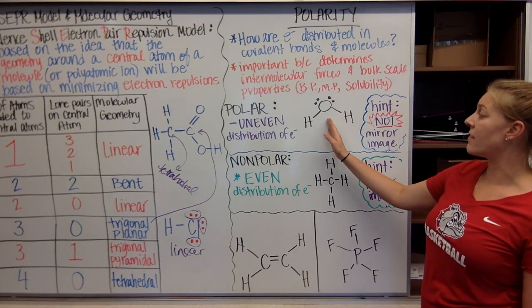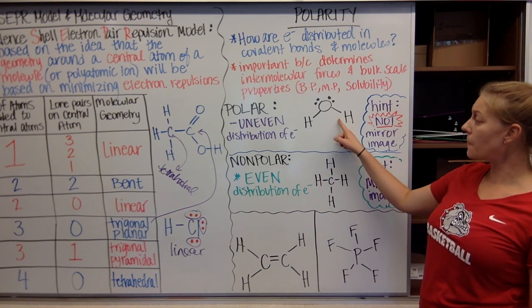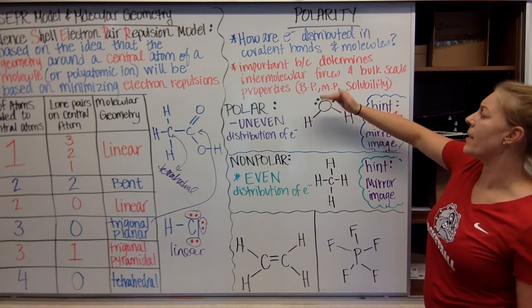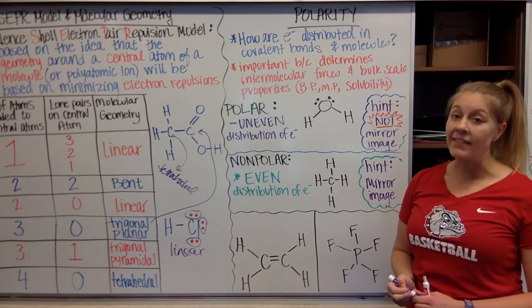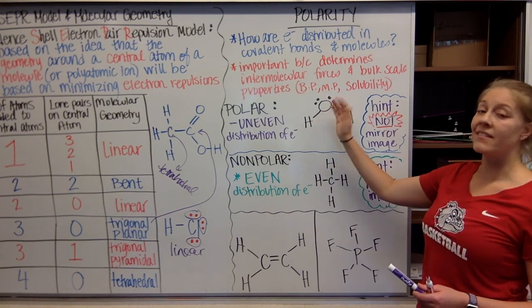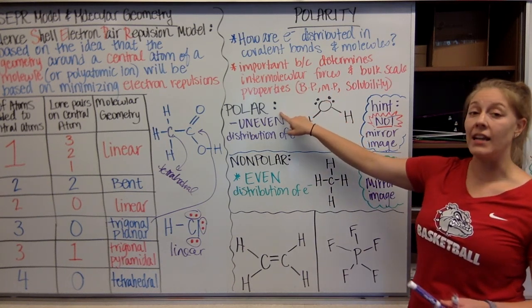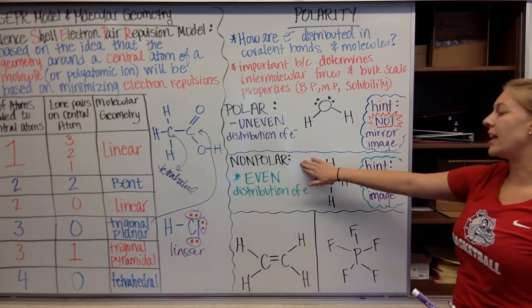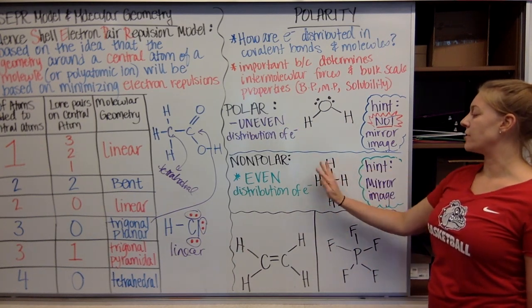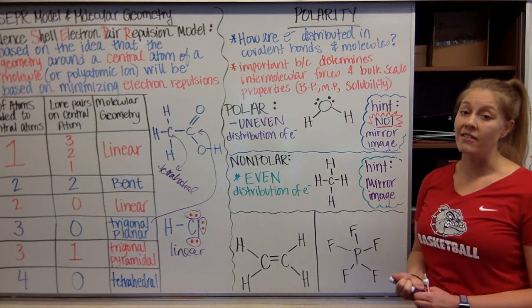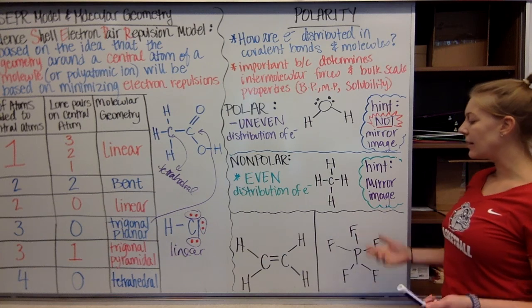So look at this. This is H2O. Is it a mirror image left and right? Yes. Is it a mirror image up and down? No, it's not. It has to be a mirror image both ways for it to be nonpolar. So this is not a mirror image up and down, therefore it is polar. The electrons are unevenly distributed. Right here, this is a mirror image left and right, and up and down, therefore it is nonpolar, and the electrons are evenly distributed. Let's try this one.